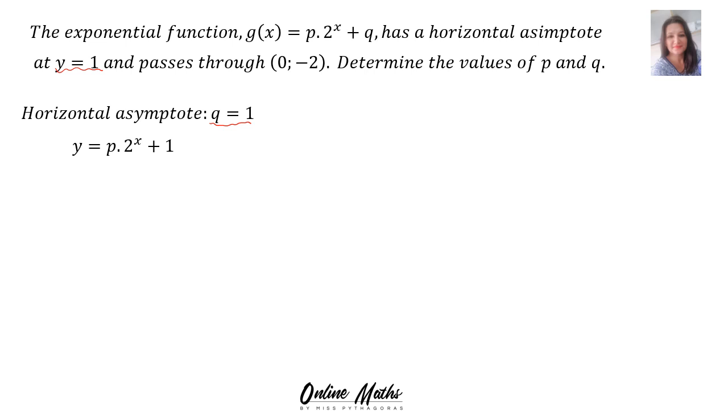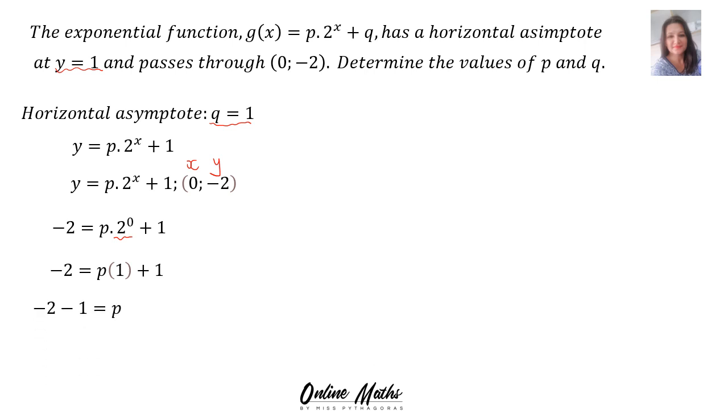Then to find p, we will go to this other point that was given, and it's a coordinate. It consists of an x and a y. So in y's place goes negative 2 equals p times 2 to the 0 plus 1. Anything to the 0 is 1. Therefore, minus 2 is p times 1 plus 1. Let's solve p. The 1 walks across. Negative 2 minus 1 is p. p is negative 3. And then our equation, g of x is equal to negative 3 times 2 to the x plus 1.